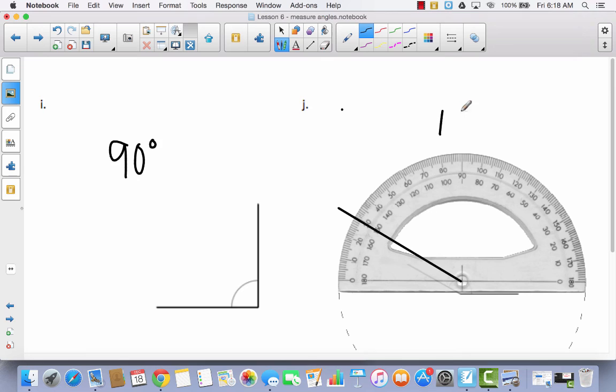Okay, again, you are just learning to use a protractor. It takes a little bit of practice, so be kind to yourself and remember that after you've been using it for a little bit, it'll be a lot easier, but it's going to take some practice.